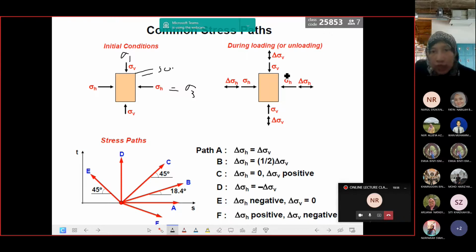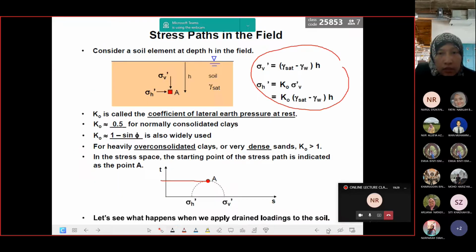Okay, during the conditions of loading or unloading, there will be delta sigma V and delta sigma H. What is the delta? Delta is the change or the increased value before and after you apply the load. So we want to see whether the stress path is heading to A, heading to B, heading to C, D, and E, and F. So these are the conditions of paths A to F that represent whether you can have positive delta sigma V or you can have negative delta sigma V. Okay, this is an example if we want to look at the stress path in the field.